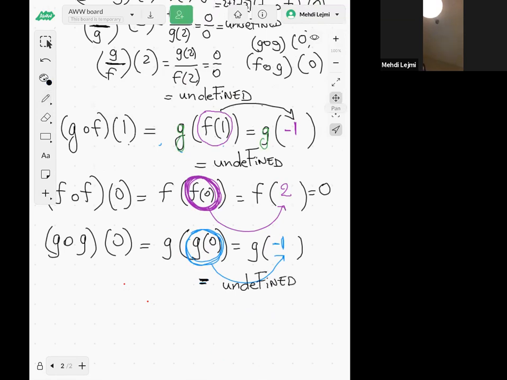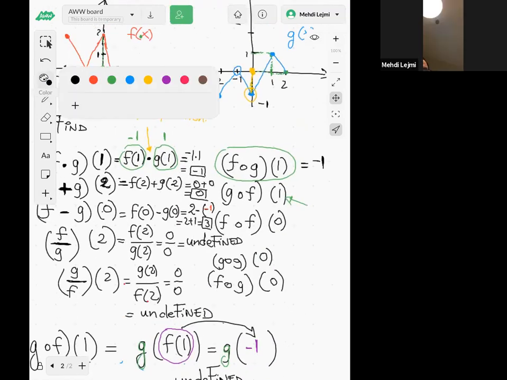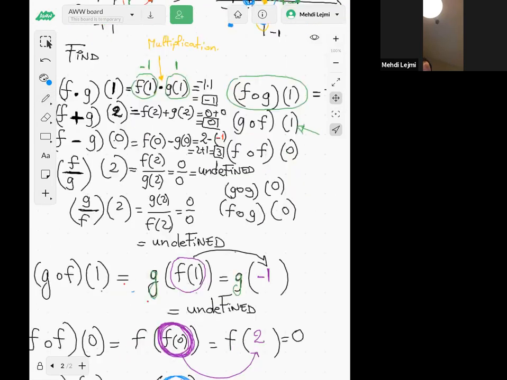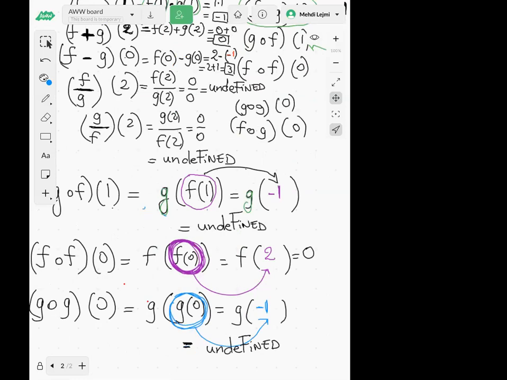Why is it -1 again? G of -1 is undefined because there's an empty circle here, but it's -1 because we had the G of 0. First we had G of 0. No, I understand. I was just looking at the graph. It's fine. Thank you.